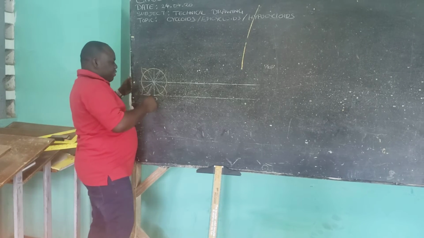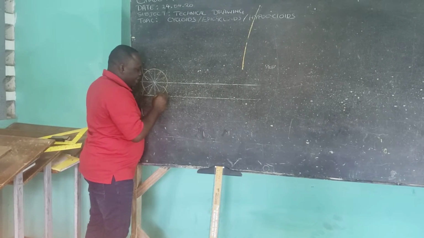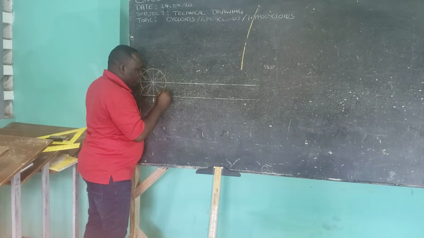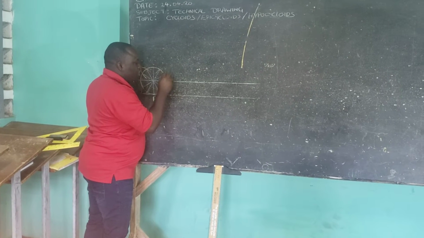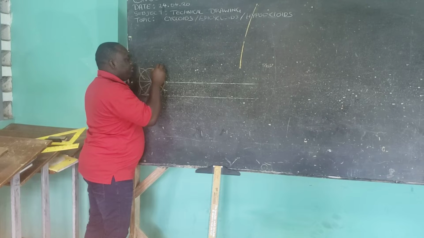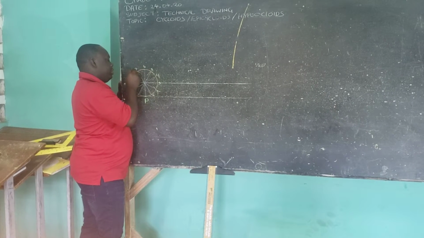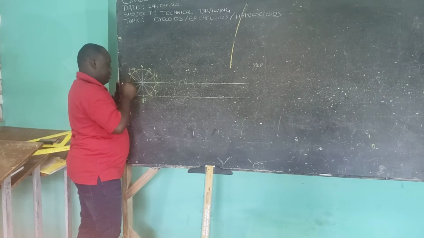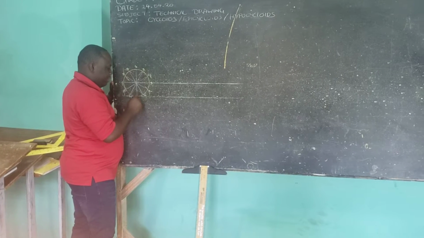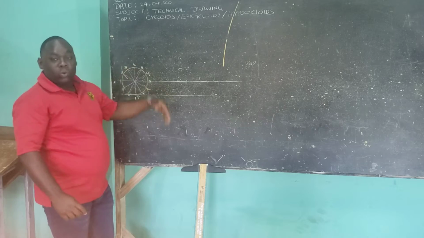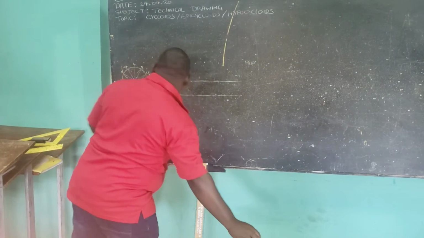Now let us see if we can label our drawing. So we have P here. So we have 1, 2, 3, 4, 5, 6, 7, 8, 9, 10, 11, 12. So we have our 12 equal divisions.